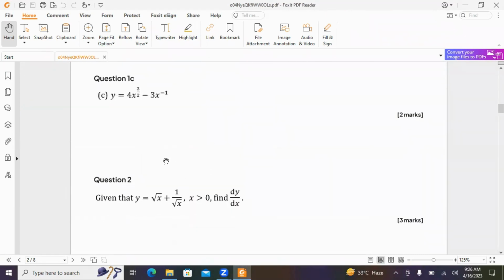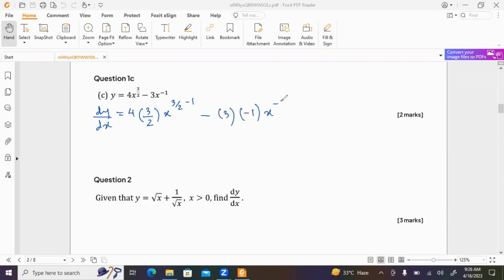Now in part C, we don't have powers in the form of whole numbers. We have powers in the form of fractions, and we have negative powers as well. The rules are exactly the same. What we're going to do is bring the power down first, subtract 1 from the power, again bring the power down and subtract 1 from the power.